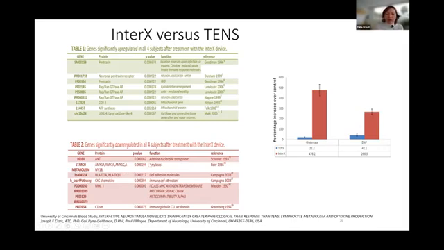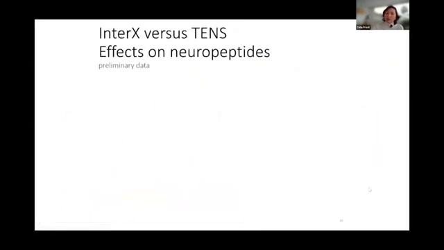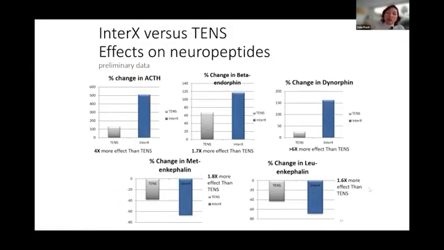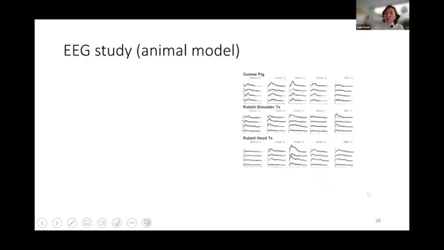So amylases, cell adhesion molecule, immune cell attractions, yes. So all these negative processes have been reduced. So it proves for you the self-regulating effect from the InterX device. And this is also in Cincinnati, checking what's happening after stimulation. Adrenocorticotropic hormone, beta endorphin, dynorphin, leu-enkephalin, met-enkephalin, everything compared to the TENS device was better and more with InterX.